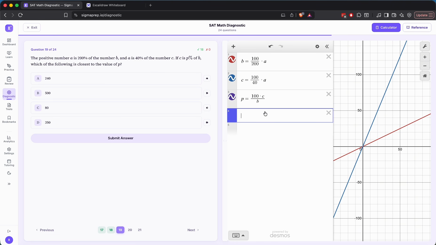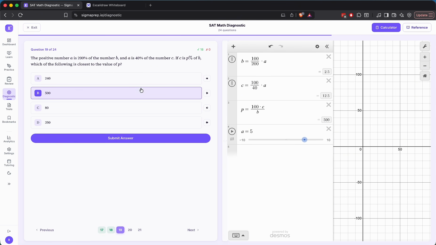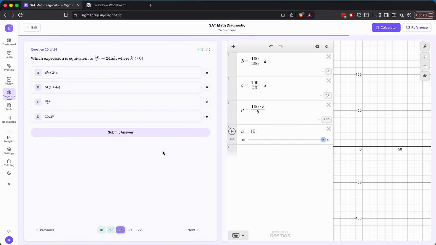Now you see, I can just tell it A is like 5, and then it'll calculate everything. Calculate B, calculate C, calculate P. That's it. Now I can change the value of A. You see, I'm changing it. These numbers are changing for B and C, but my final answer is always the same because it doesn't really matter. As long as you get the relationships correct, that's it, 500%.